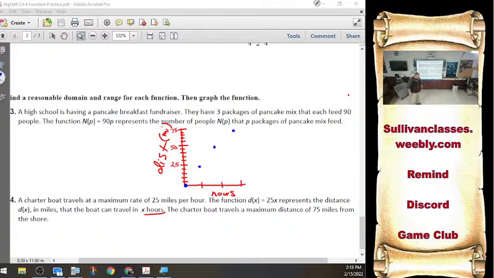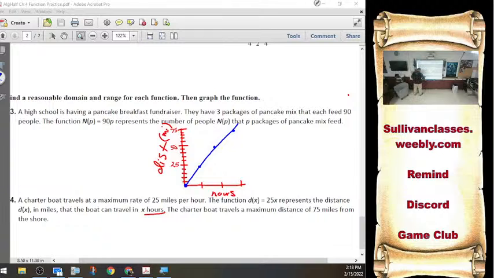I'm gonna pull up to the dock and someone's like, no, you can't. No, just go do laps. Come back in another 50 minutes. Okay, it doesn't work that way. You can actually be continuous. So I would actually connect the dots. It is a continuous graph. It is linear, and it says a reasonable domain and range.